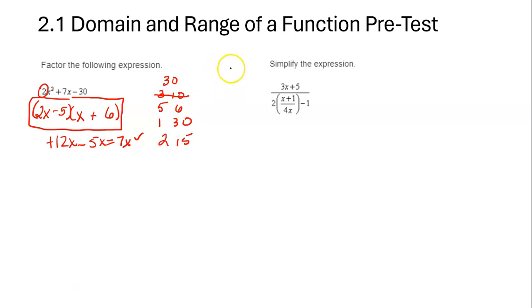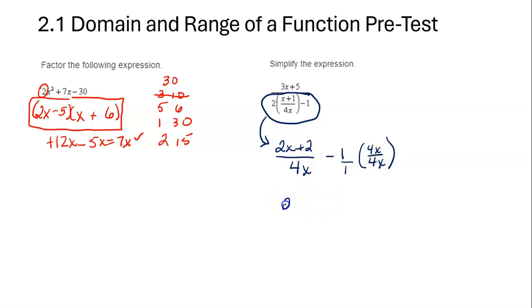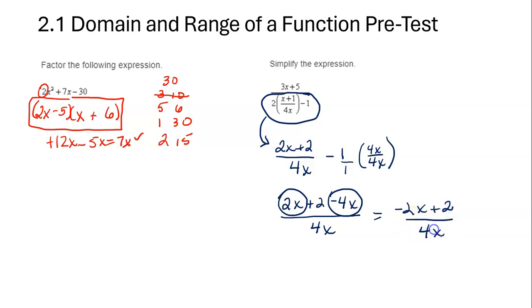Okie dokie, simplify this expression. What we're going to do is take this out, work on this, and then come back to the expression. I'm going to distribute the 2, so I have 2x plus 2 over 4x minus 1. Then I'm going to find a common denominator, because this is 1 over 1, so we multiply by 4x over 4x. So I have 2x plus 2 minus 4x all over 4x. Let's combine like terms, and I end up with negative 2x plus 2 over 4x.